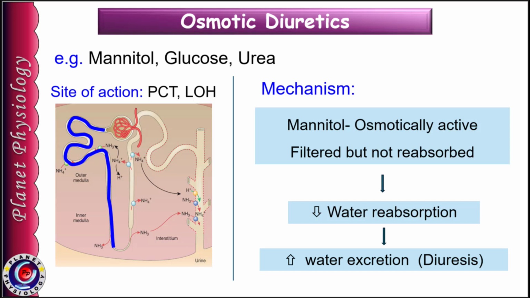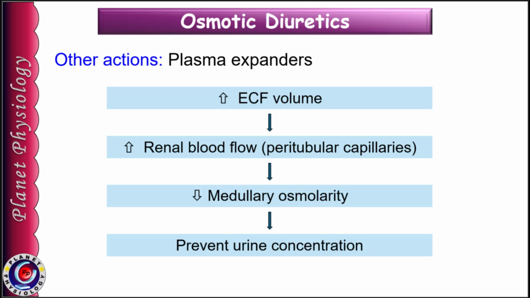Similarly, when filtered load of glucose increases, as in case of diabetes mellitus, it also induces osmotic diuresis leading to polyuria. Infusion of large quantities of urea or sodium chloride also induce osmotic diuresis. Mannitol also acts as plasma expander, which increases extracellular fluid volume and hence renal blood flow, especially in peritubular capillaries. This decreases medullary osmolarity and prevents urine concentration. That means it increases water excretion.